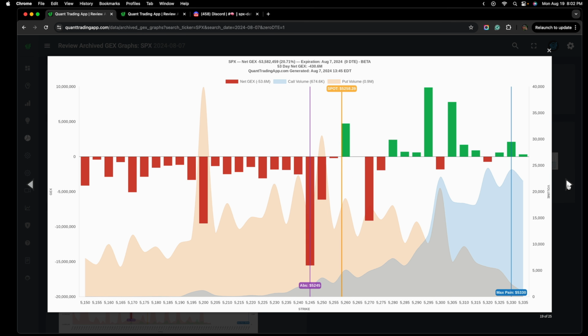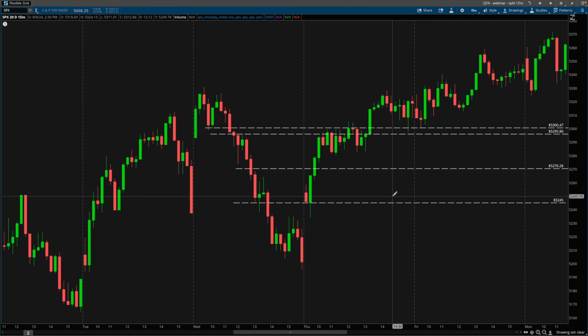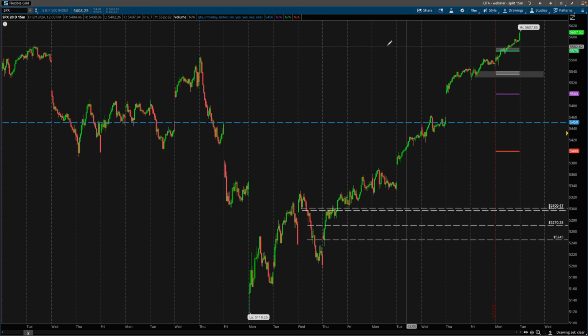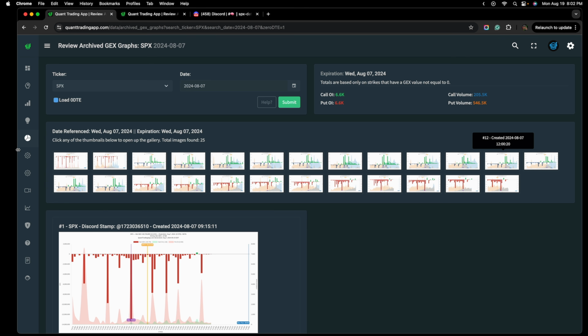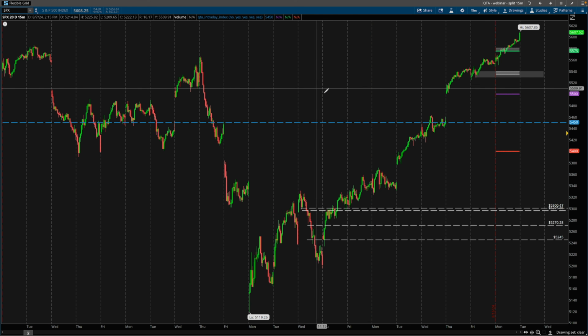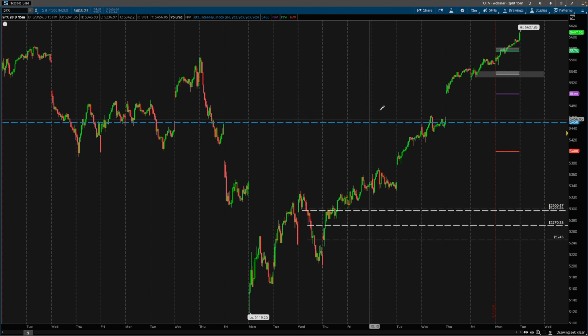So I'm showing you guys an example of a different type of day in which things can go wrong. If we zoom out, that is not the type of gamma profile we're seeing here. Guys, if you're a gold member in Quant Trading app, I highly recommend you come back to this archive gamma graph page, take a look at these days here, pick a date and time, load the 0 DTE. You can also uncheck the load 0 DTE, submit it, and take a look at the weekly expiration gamma exposure. And this is how you get really good at this.